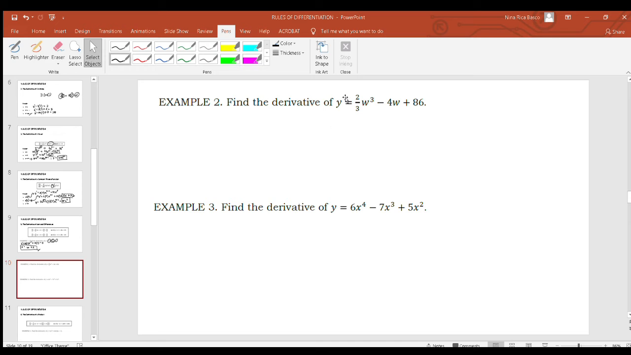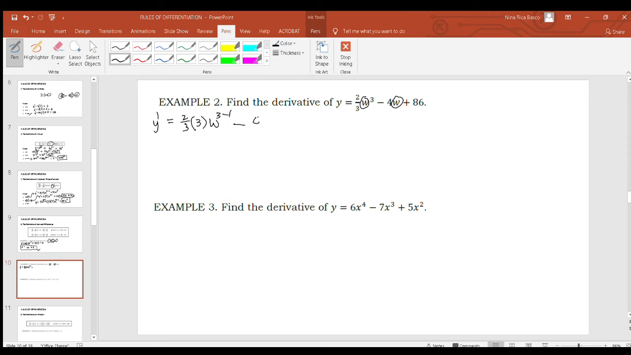Find the derivative of y is equals to 2/3 w cubed minus 4w plus 86. So, don't be confused with the variable. Kahit anong letters pa yan, same applies din kahit hindi sila x. Okay, y prime is equals to 2/3 times the exponent, which is 3, and then w raised to 3 minus 1. So, anong rule yung in-apply natin sa first term? Power rule with a constant.